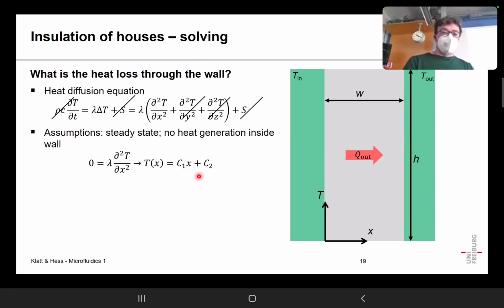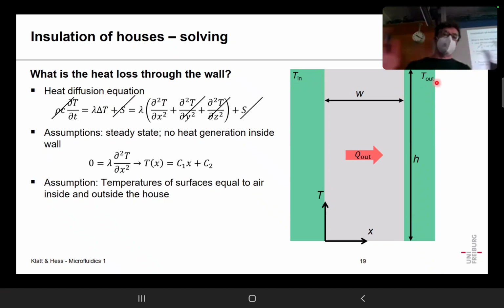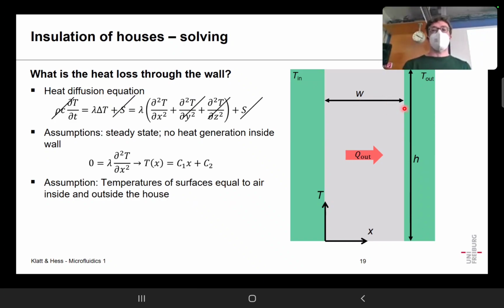So how can we now solve this equation? How can we get our constants? Right, the boundary conditions. And that was one of our assumptions as well, because we said the temperature at the inner side is equal to the temperature of the room. Temperature of the outer side is equal to the temperature of the environment. And this basically means that at the position x equals 0, we have a temperature of T in. At the position x equals the width, W, we have a temperature of T out.